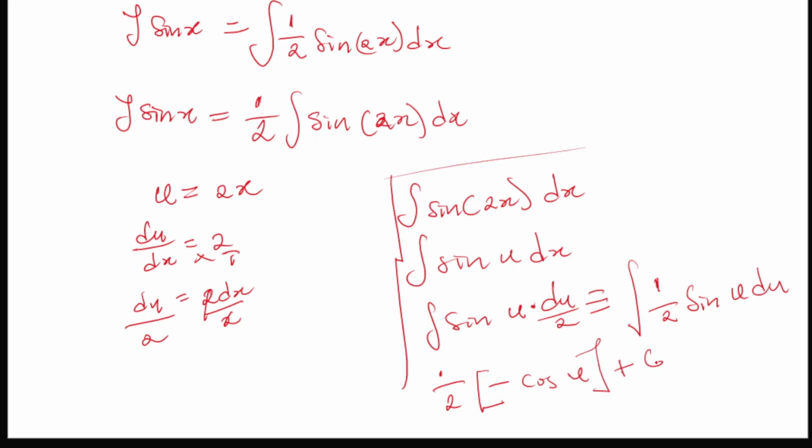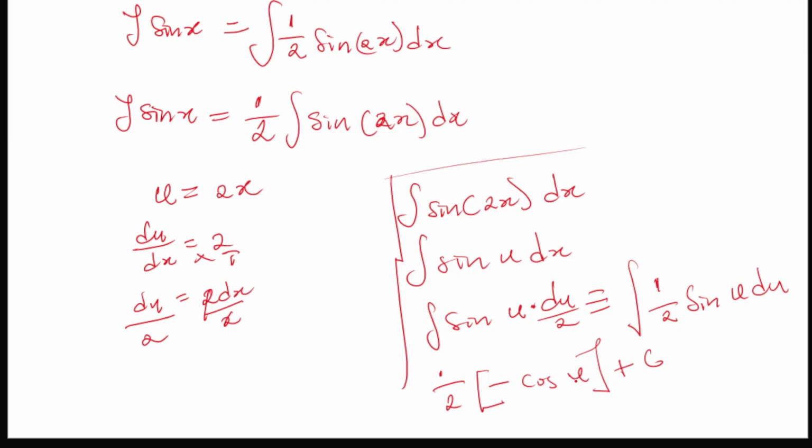Plus C. Why are we adding plus C? Because this is the last integration we are seeing. So after every end of an integration, you add your constant to that solution. Are we together? Now look up. What we have here, we are simply seeing 1 over 2 minus cos u plus C.